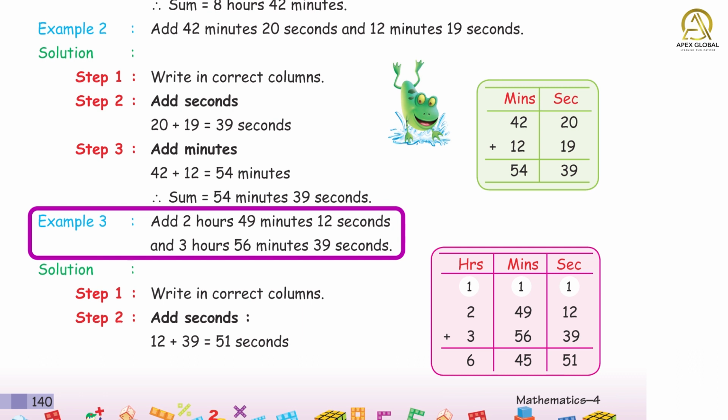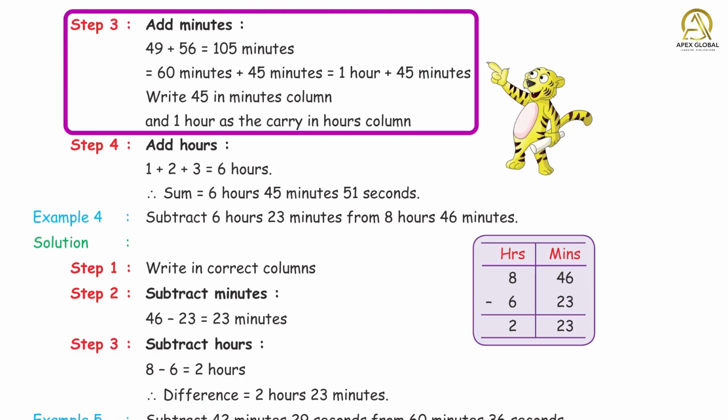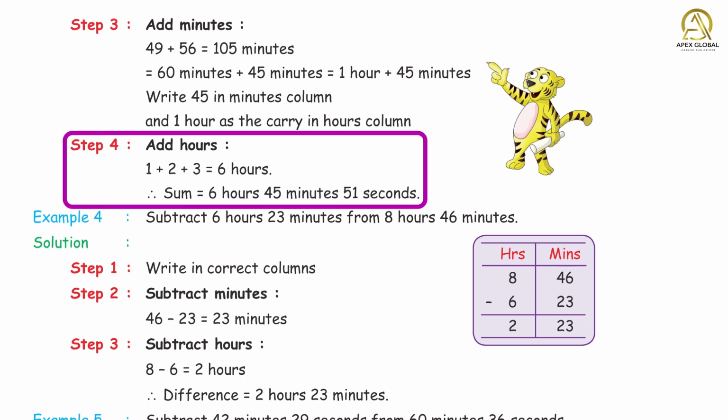Example 3. Add 2 hours 49 minutes 12 seconds and 3 hours 56 minutes 39 seconds. Solution. Step 1. Write in correct columns. Step 2. Add seconds. 12 plus 39 equals 51 seconds. Step 3. Add minutes. 49 plus 56 is 105 minutes, which equals 60 minutes plus 45 minutes, that is 1 hour plus 45 minutes. Write 45 in the minutes column and carry 1 hour to the hours column. Step 4. Add hours. 1 plus 2 plus 3 equals 6 hours. Sum: 6 hours 45 minutes 51 seconds.